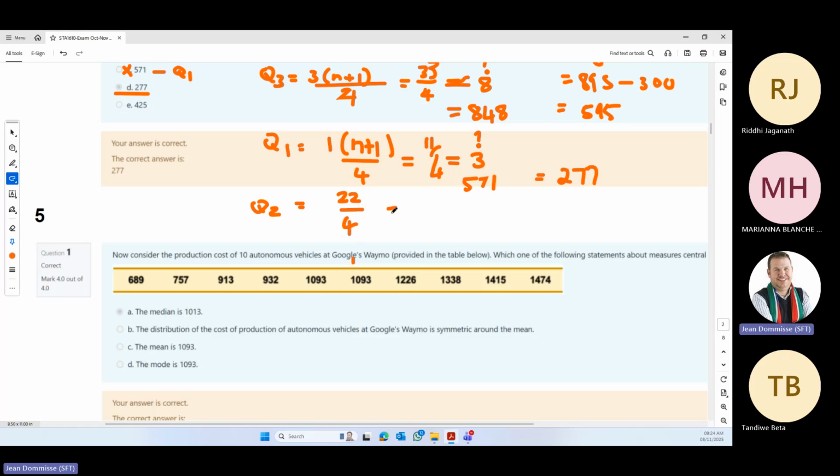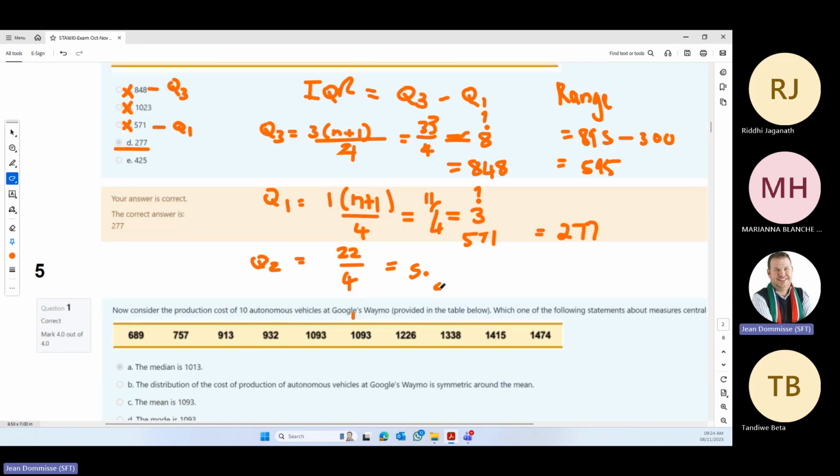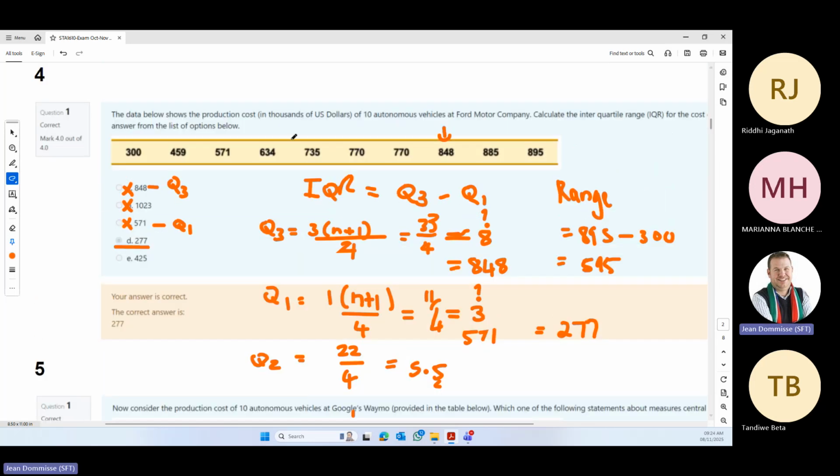Oh, I don't know why it moves like that now. So that is 5.5. So we would have used 5.5. So 1, 2, 3, 4, 5. So whatever is here in the middle would have been... So what we normally then would do is to say 735 plus 770, and that answer divided by 2, because that is what you will get in the middle. Cool, thank you.